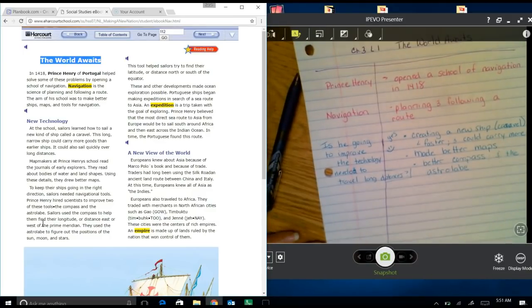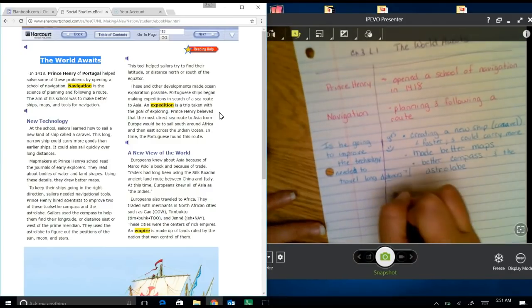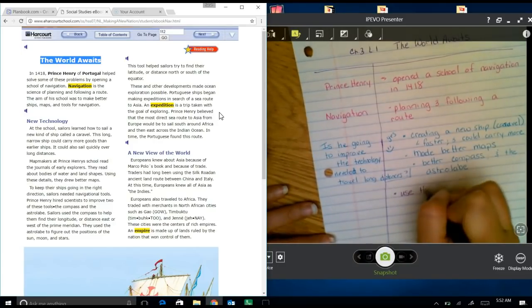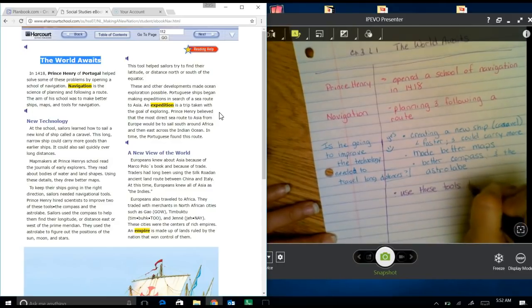All of these developments made, I'm going to start reading again. Portuguese ships began making expeditions in search of a sea route to Asia. Okay, so now what they're going to do is they're going to start looking for a sea route to Asia. So they're going to use these tools to find a sea route.